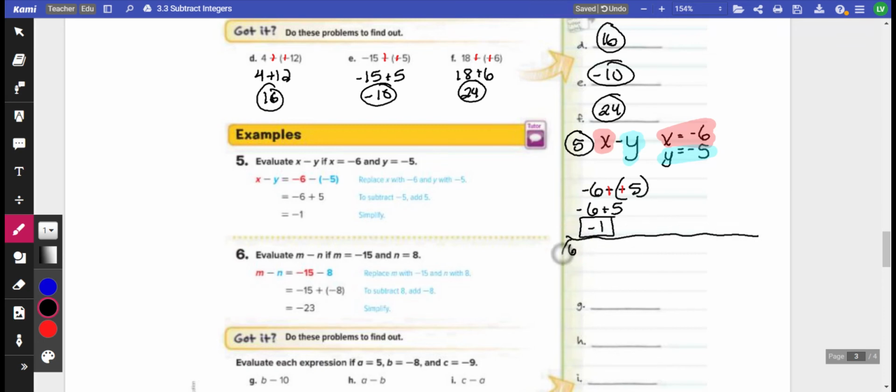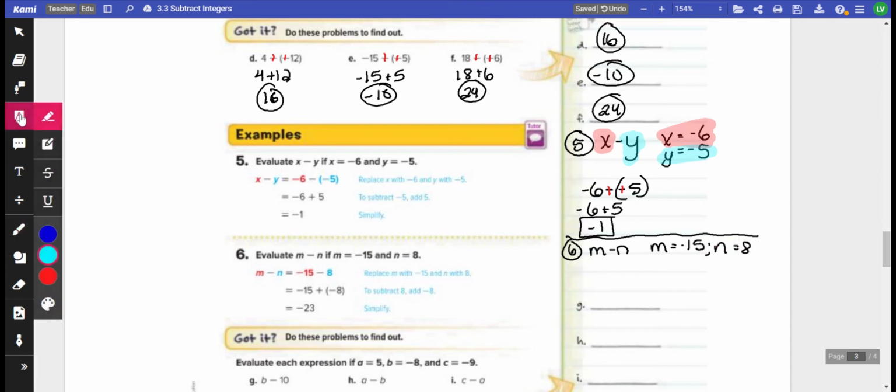So let's try number 6. We're going to evaluate m minus n, where m equals -15 and n equals 8. Well, I'm going to use my highlighter and differentiate each of them. So my letter m is going to equal -15, and my letter n is going to equal 8.